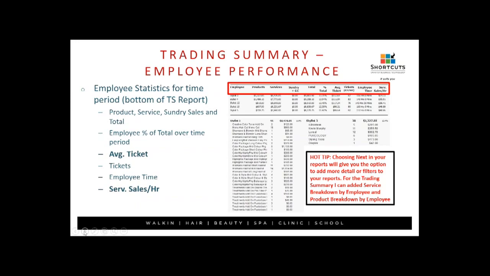You can also, when you're opening the trading summary, if you hit next on the report, you'll see that you get options to add more detail and filters to your report. So the trading summary, you can add in a service breakdown by employee and a product breakdown by employee, which give you a breakdown. So by each employee, it will then give you the number of services and then a breakdown of those services, and then a number of products and then a breakdown of those products sold. So it will show each product sold and how many of each product were sold. So it gives you a rough idea of what they're selling well and what they're not selling as well.